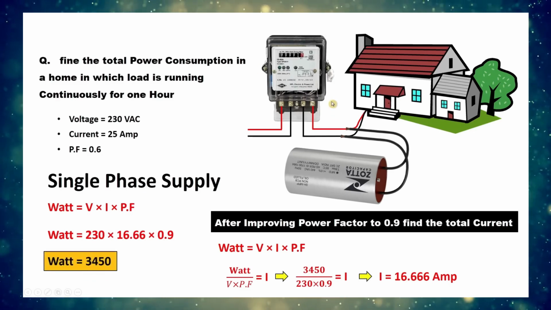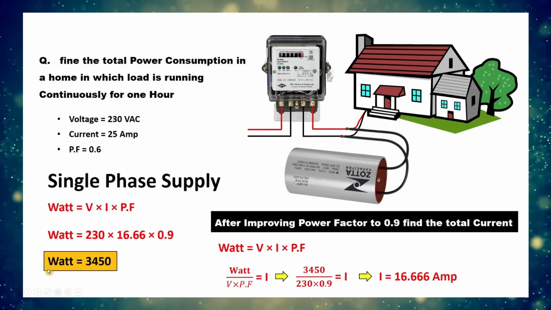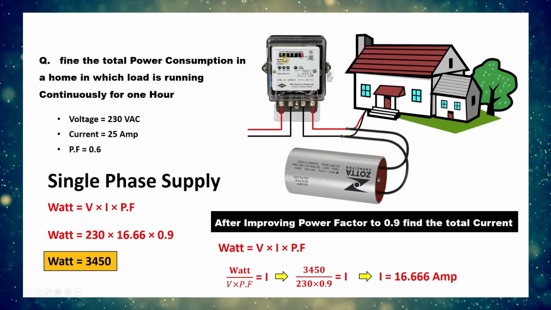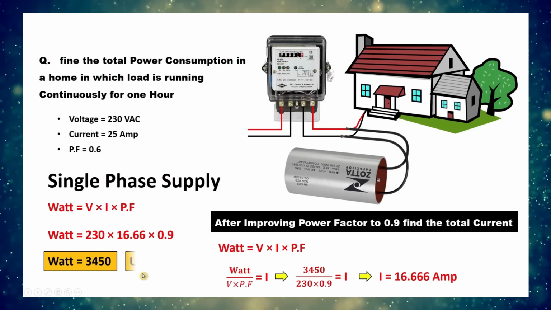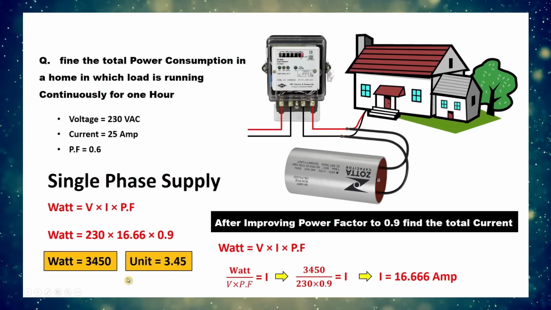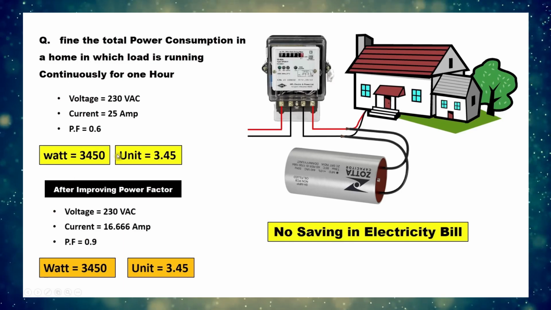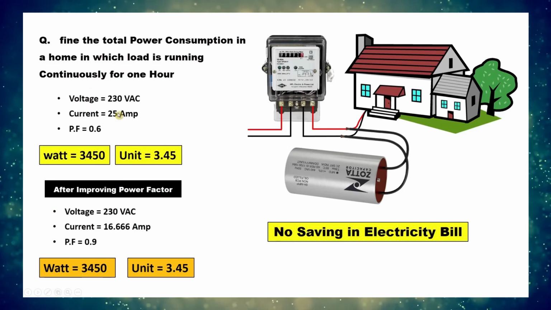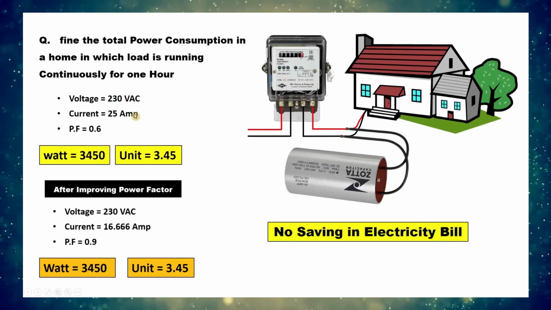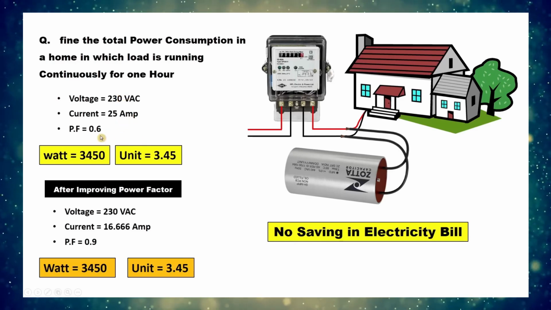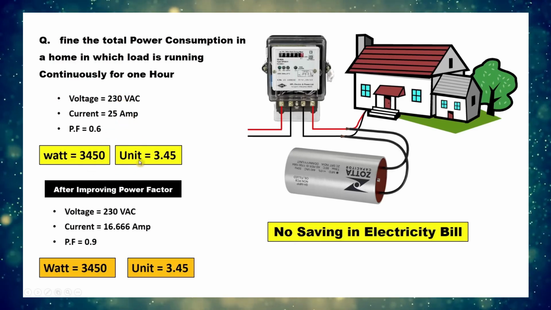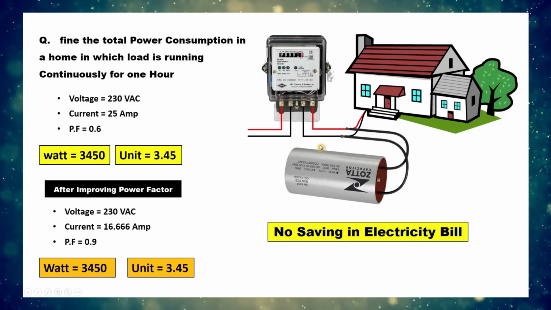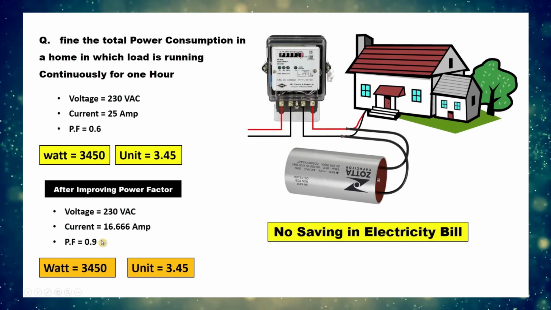Now the question that arises here is, if current in our home is reduced, then will the electricity bill also reduce or not? So I have to put this current rating in this formula. If I put all the values in this formula, then this equation will come: voltage is 230 volt, current is 16.666 amp, and power factor is 0.9. When I multiply all these values, the answer will come as 3,450. It means whatever power consumption was there earlier, the same power consumption is there now also.